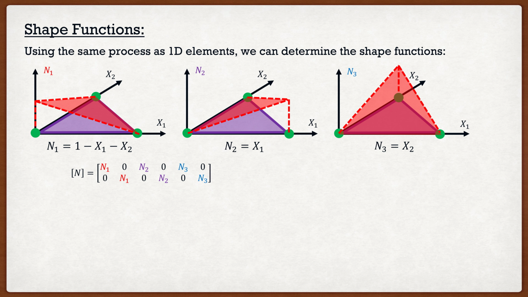Now, we look at this and we say, all right, well, it's only a function of N1, N2, and N3. I know what those are, I can substitute those values in and actually gain a nice expression for my N matrix. Again, all I did was I took my shape functions, which I defined above, and I substituted them into their correct spots.